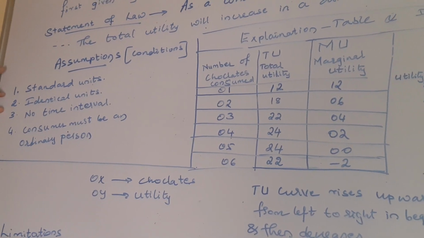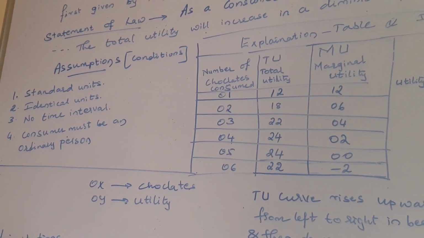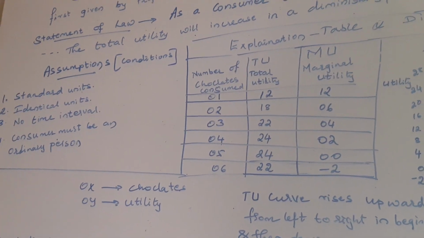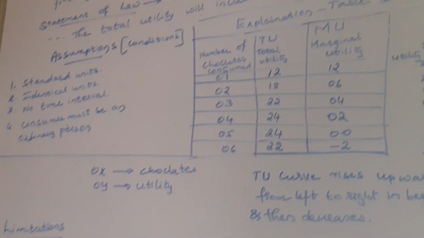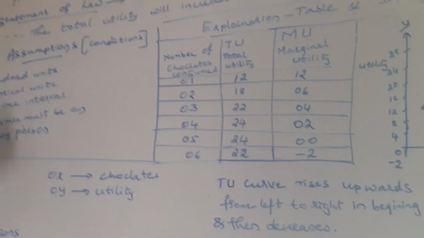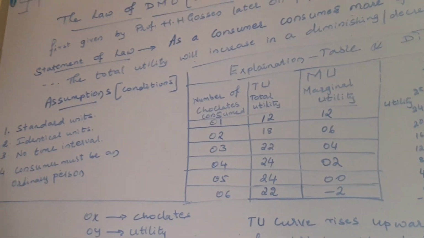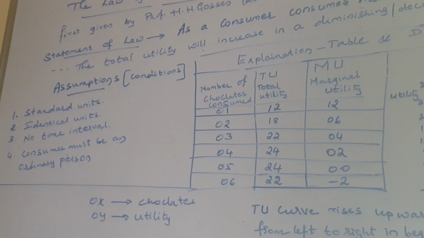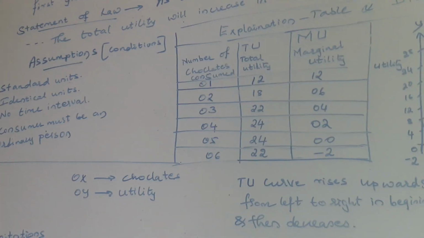The second one is identical units. So whatever goods they are going to have, they should be identical in nature. The taste, the size, the color, everything should be same. For example, if a consumer is going to have 5 rupees Dairy Milk chocolate, you should have 5 rupees Dairy Milk chocolate only. That's called an identical unit.